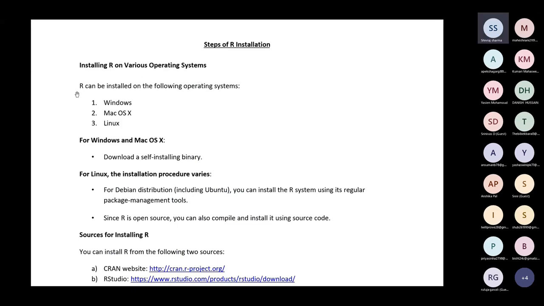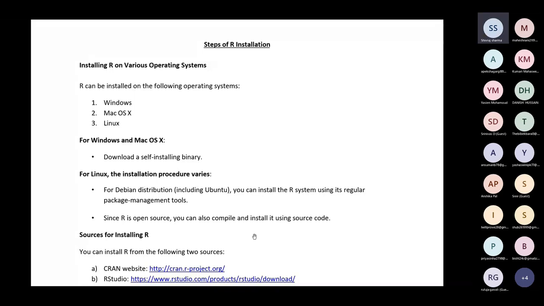R can be installed on any of the operating systems because it has its own different versions for Windows, Mac, and Linux. For Windows and Mac, it has its self installation binary. Self installation library is just like other software that we install on Windows, where just by clicking next you can install it. And for Linux, there is a different process for installing R.